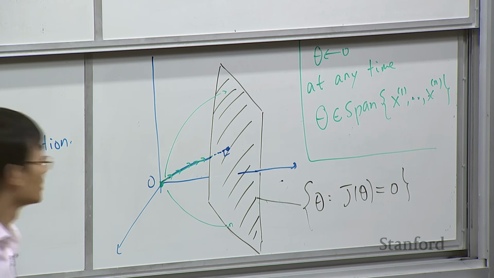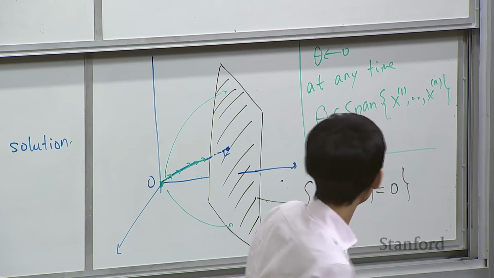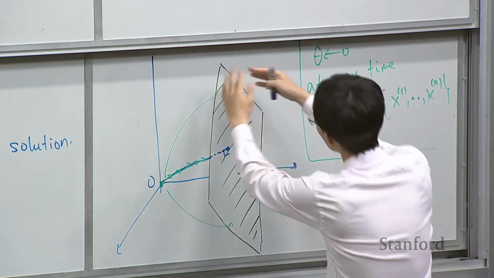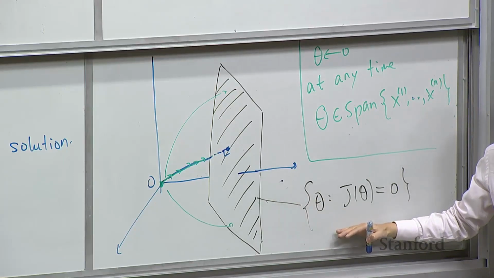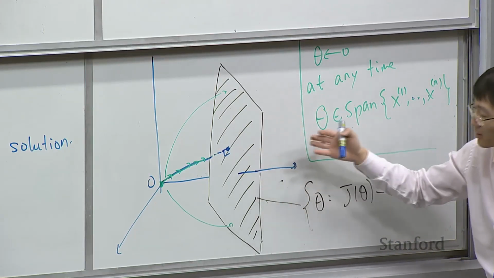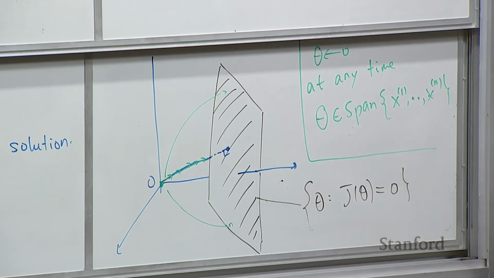So are you saying that the optimal theta is in the span? It's always in the span of the data. The optimal, no. This span is defined to be all the solutions that have 0 loss. That's my definition of the subspace. This is the family of solutions that have 0 training loss.